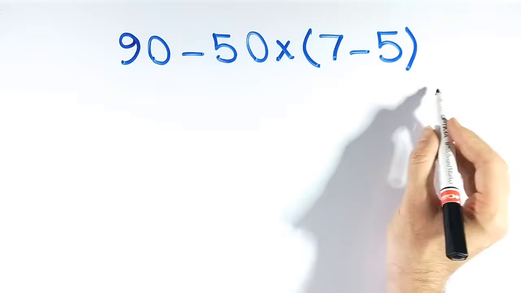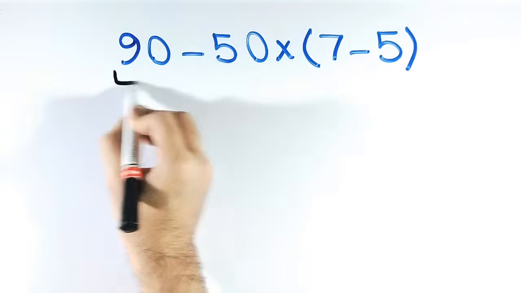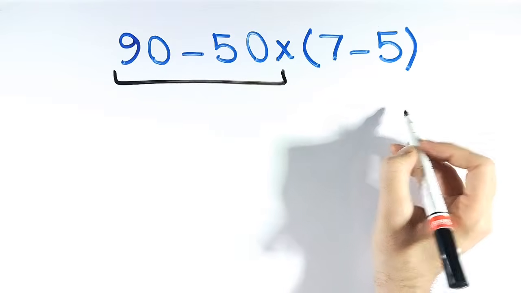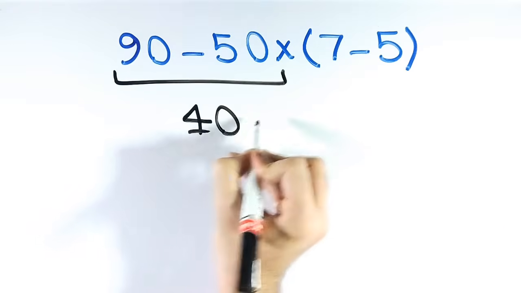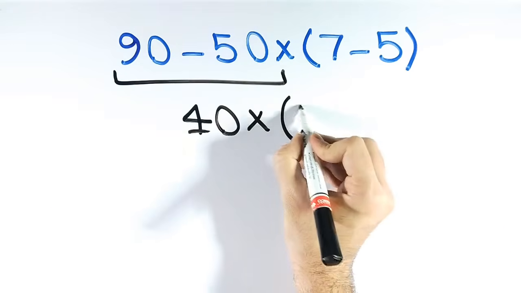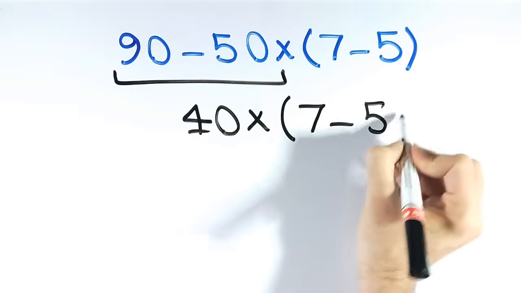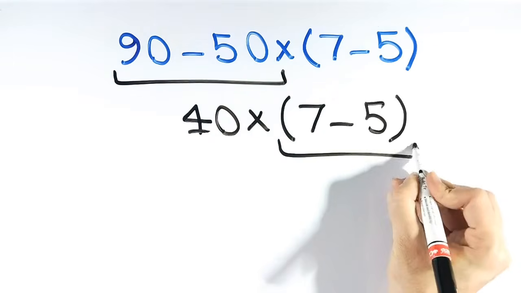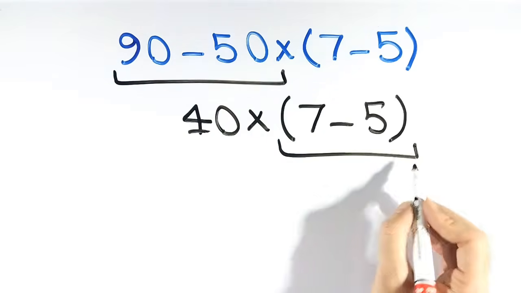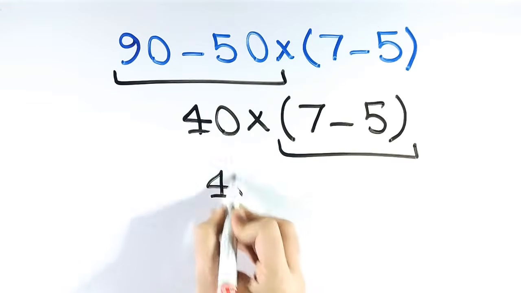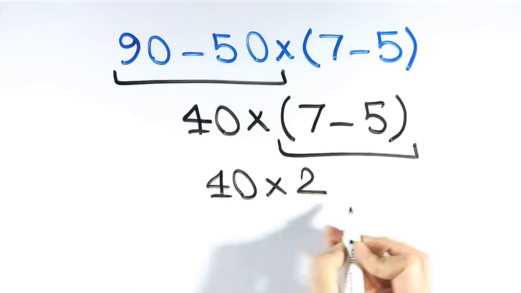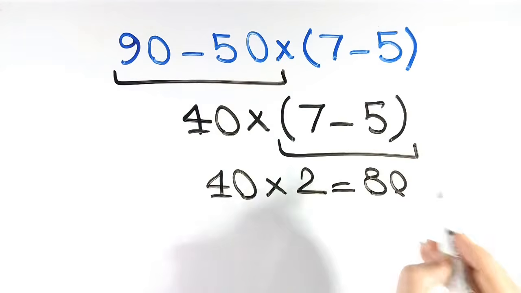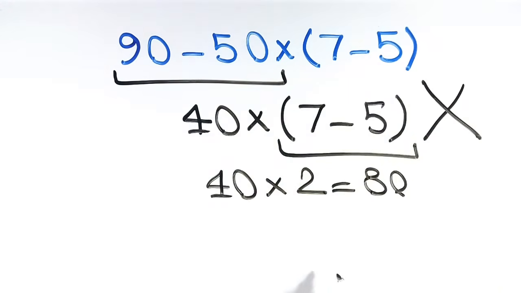Many people when solving this question go straight to the subtraction between 90 and 50, and instead of this expression, they write 40 multiplied by open parenthesis 7 minus 5 close parenthesis. And the next step, they go to the expression inside the parentheses, and instead of this expression, they write 40 multiplied by 2, which finally gives them the answer 80. However, this answer is actually incorrect.